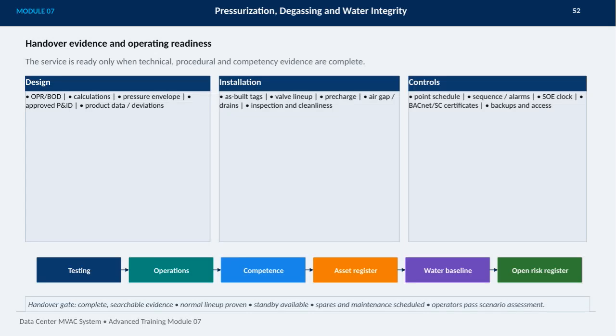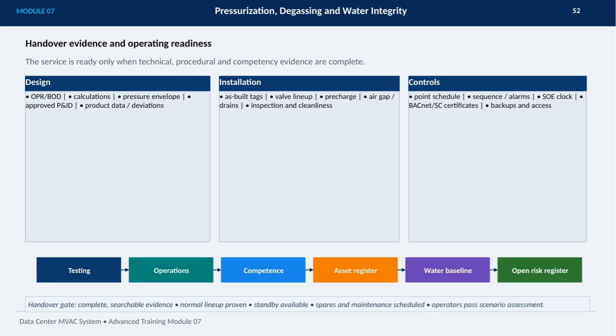On this slide, we focus on handover evidence and operating readiness for the Data Center MVAC system. The service is considered ready only when all technical, procedural, and competency evidence is complete. This includes thorough documentation from the design phase, such as the owner's project requirements, basis of design, calculations, pressure envelope, approved P&IDs, and product data, or any deviations.